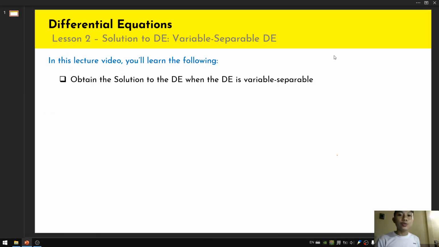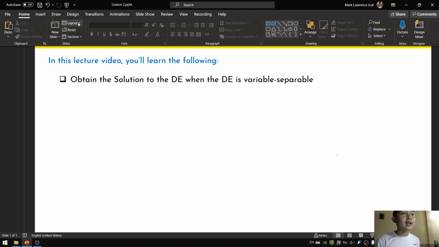Right, so welcome to lesson 2 of differential equations, and today we're going to learn how to obtain the solution to the DE when the DE is variable separable. Again, to review, the solution to the DE doesn't contain any differential. The differential, as you can recall, is something that has y prime, y double prime. So that's a differential.